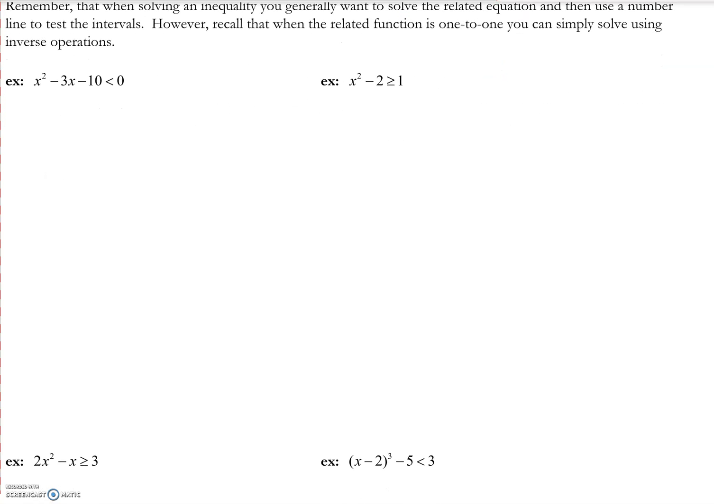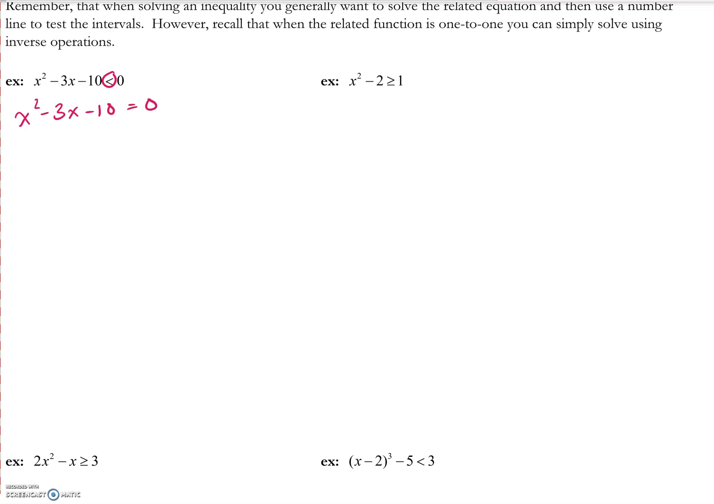So if we look at our examples so far, the first one is an example of a quadratic function, and it's asking when is this quadratic function less than 0? Since it's a quadratic, I'm going to start by just solving the related equation. So I'm going to pretend like this inequality sign is an equal sign, and then come back to it when I test my answers on a number line.